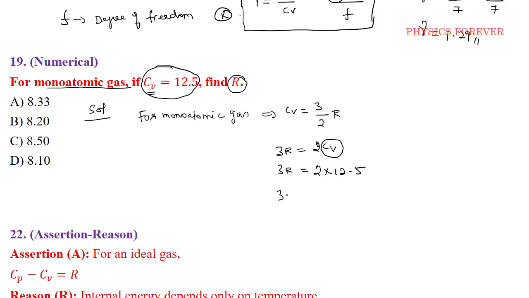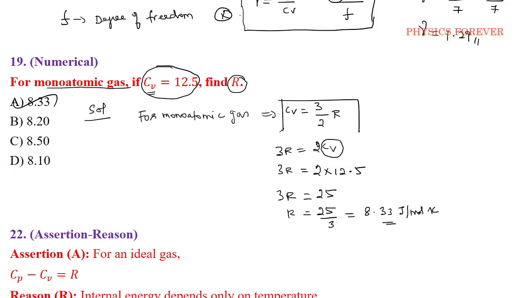12.5, then 3R is equal to, then we have to multiply 2 into 12.5, then we have to get 25. Then R is equal to 25 divided by 3, we have to get 8.33 joule per mole Kelvin. So this is the answer from that option. A is correct. Okay, just we have to remember that.